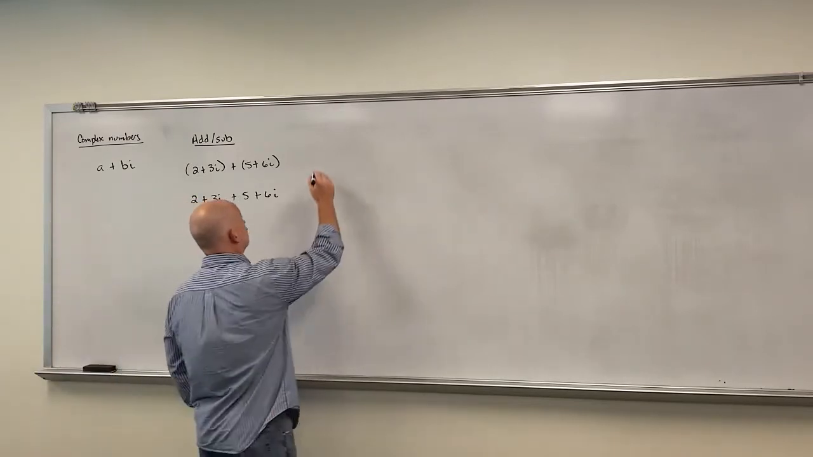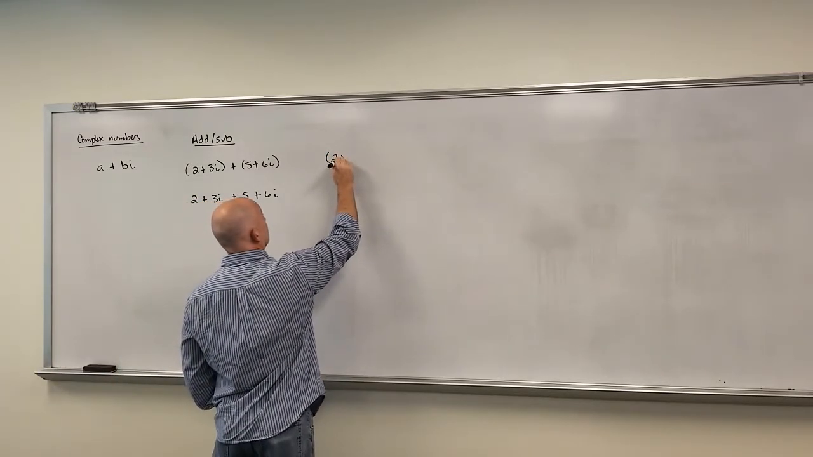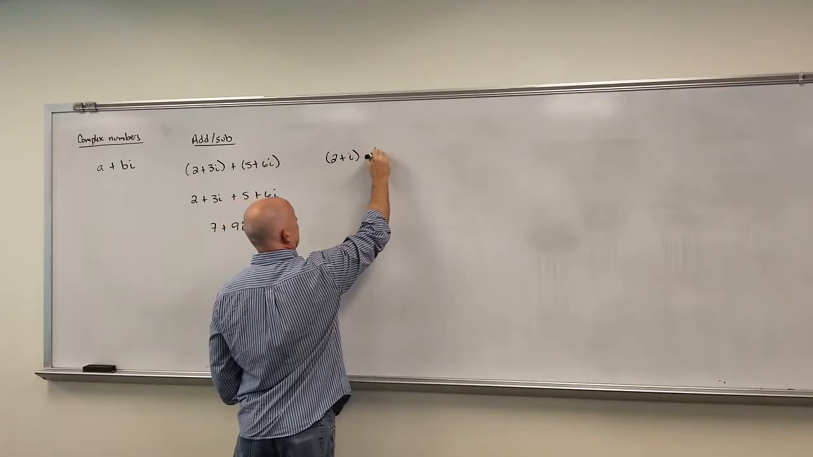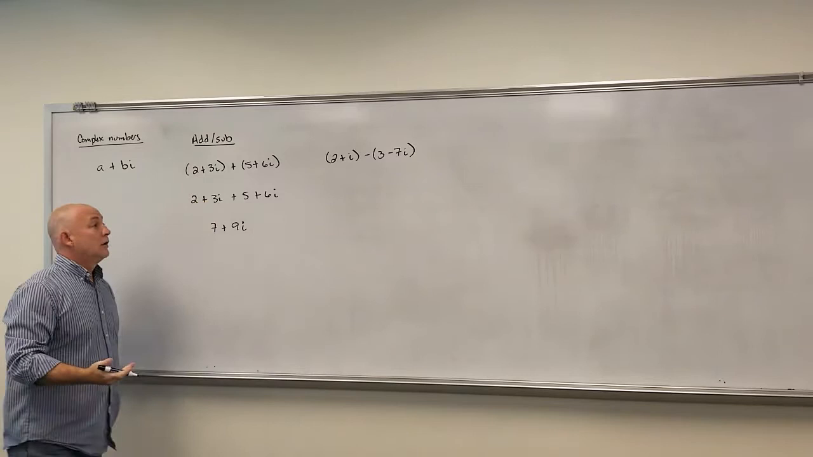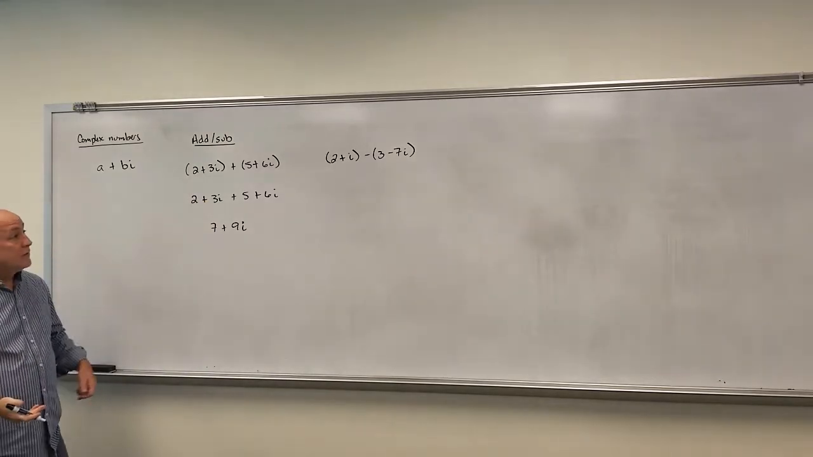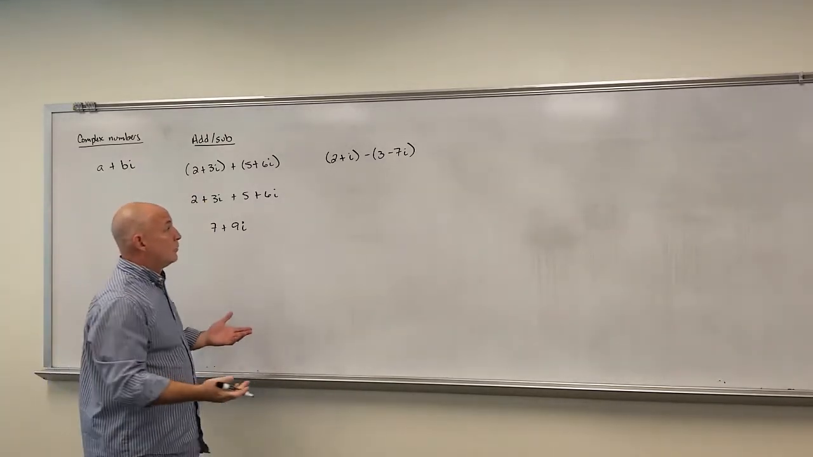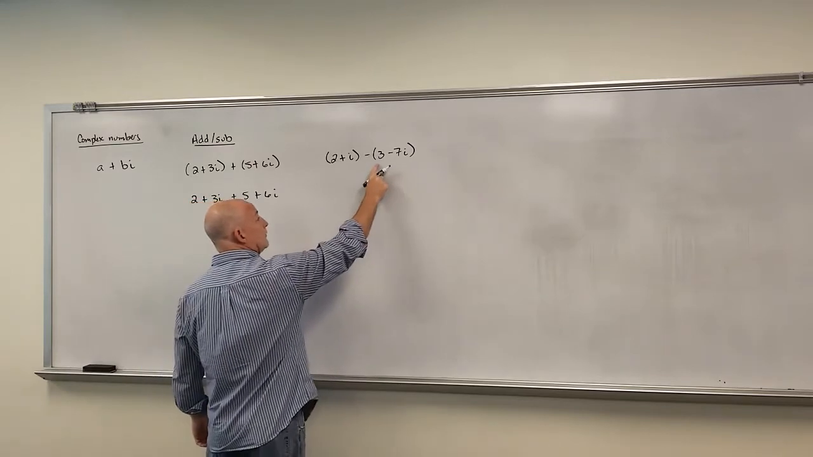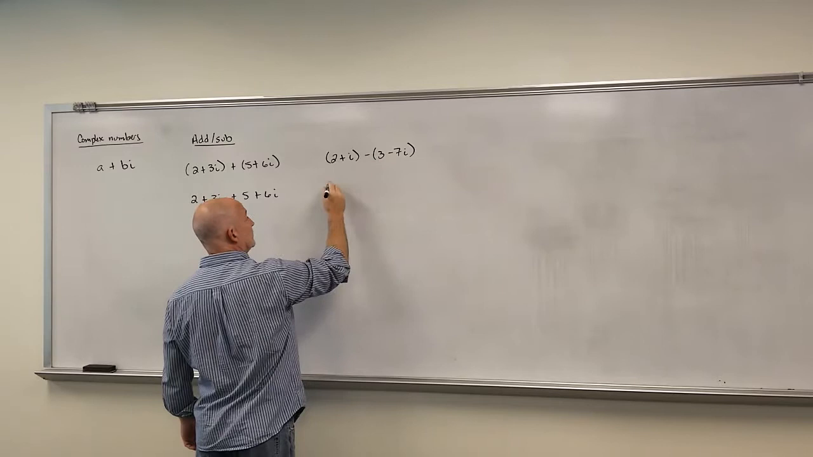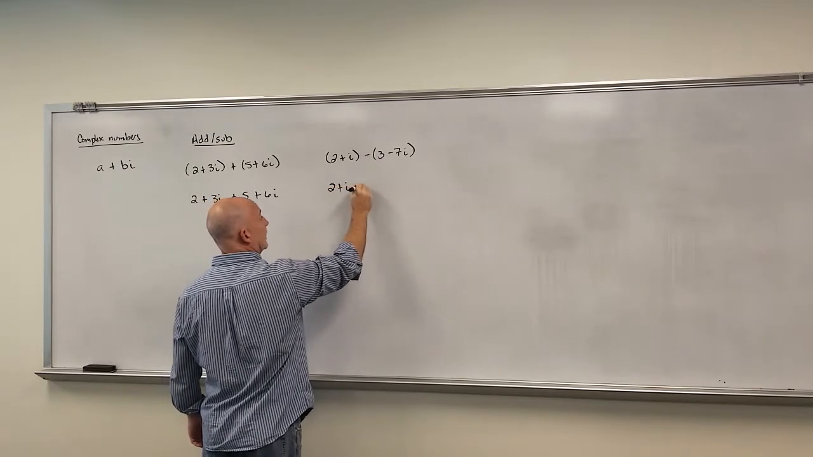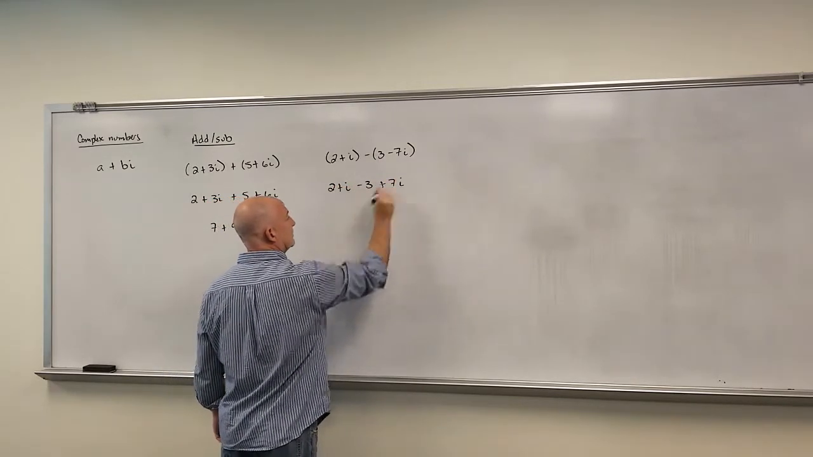Let's do maybe one more. Let's say (2 plus i) minus (3 minus 7i). Again, here we're either adding or subtracting complex numbers. First thing we want to do is get rid of the grouping symbols. Now, this second set of grouping symbols is doing something because this negative needs to be distributed. So this will be 2 plus i minus 3 plus 7i, right?